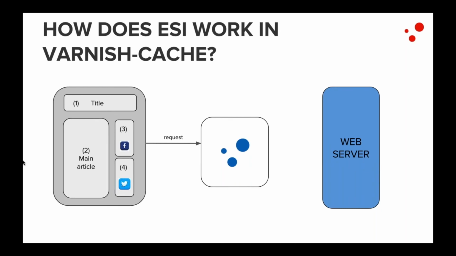Varnish Cache at first doesn't have any of those 4 fragments in cache, so it will have to, first of all, trigger a first request to get the title. Then it will have to trigger a backend request to get the main article. Then a third request to get the social media fragment, and then the 4th request to get the what's trending fragment. In the end, Varnish Cache will be able to actually get a response to the client.